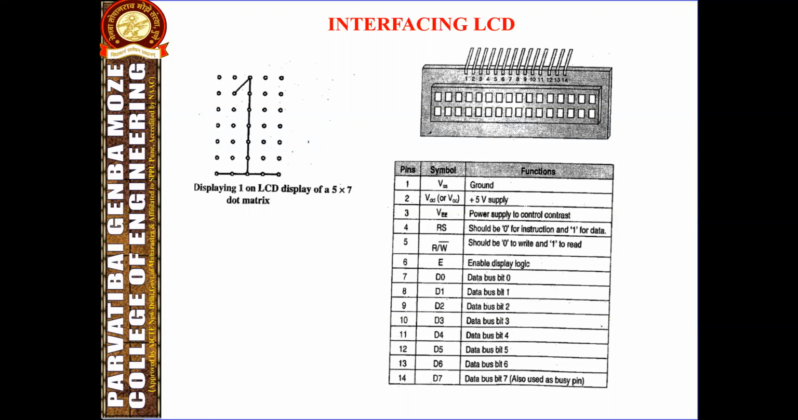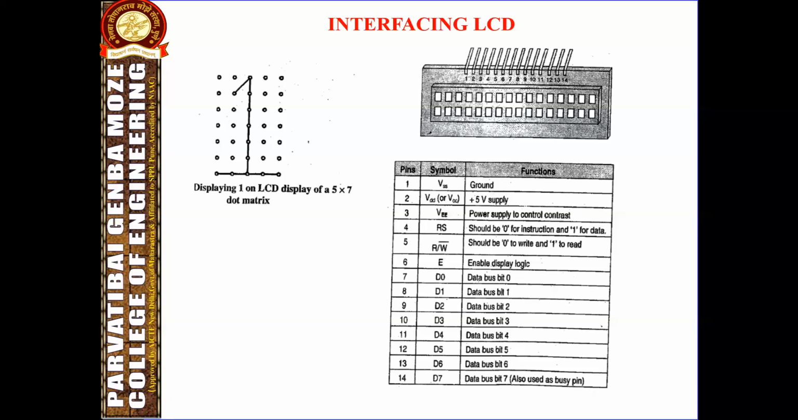Pin number 1 is VSS, which is used for the ground connection, and pin number 2 is VCC, which is used for connecting the plus 5 volt supply. Then pin number 3 is VEE, the power supply to control the contrast, and pin number 4 is RS, which should be 0 for instructions and 1 for data. The fifth one is R/W bar.